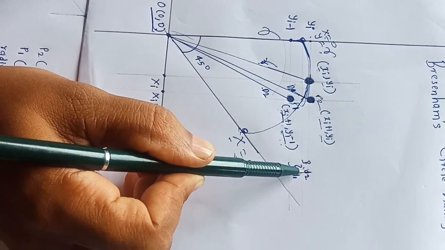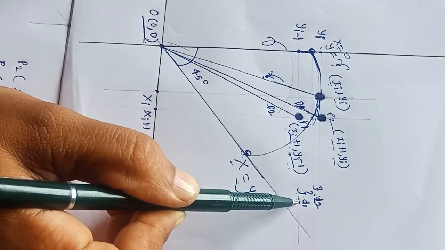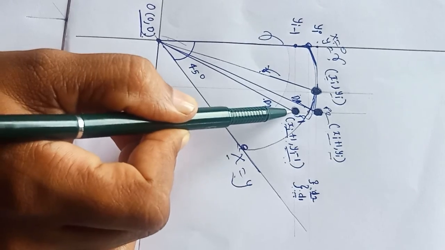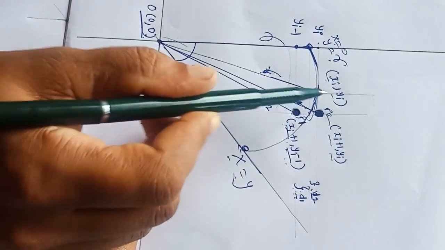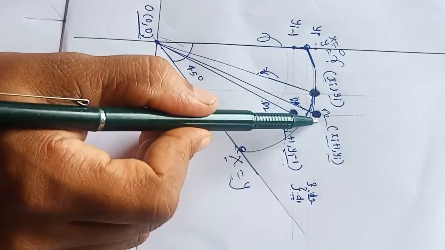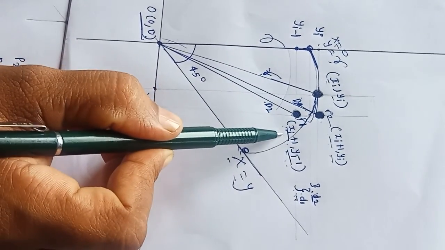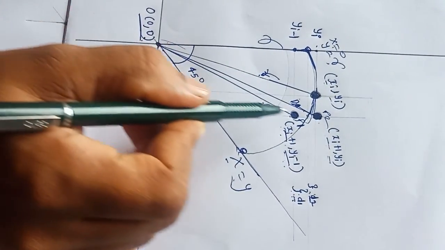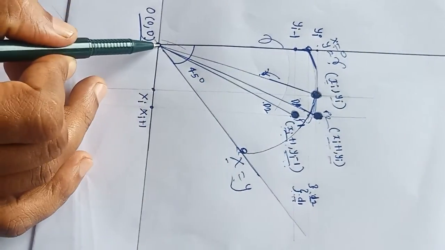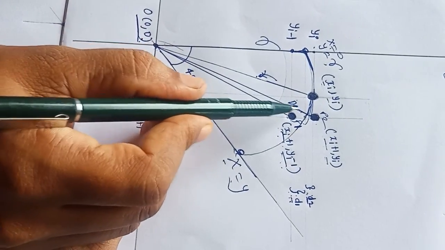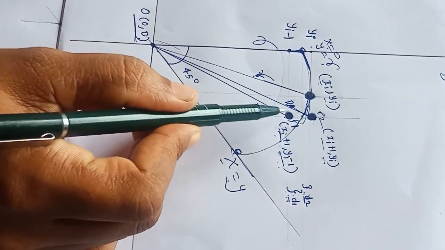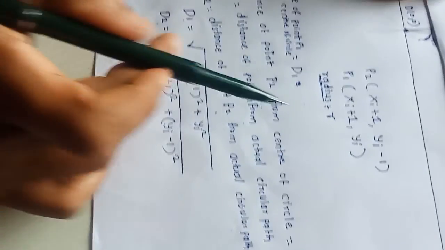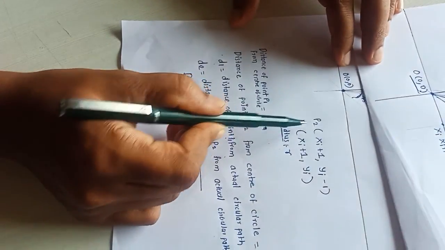As you can see in the diagram, if d2 is smaller than d1, then pixel p2 is selected. If d1 is smaller than d2, then pixel p1 is selected. As you can see in the diagram, p2 has coordinates xi plus 1, yi, and p1 has coordinates xi plus 1, yi minus 1. d2 is the distance of pixel p2 from the origin, and d1 is the distance of pixel p1 from the origin.